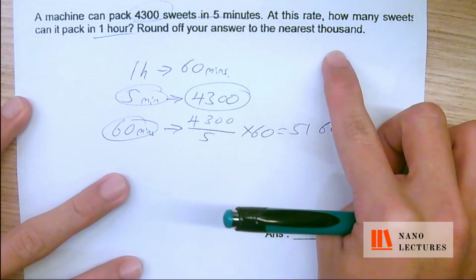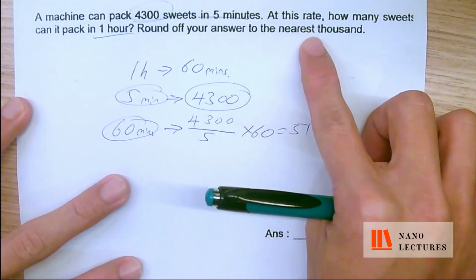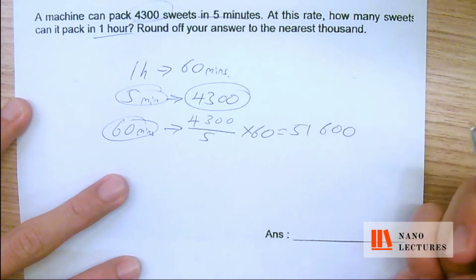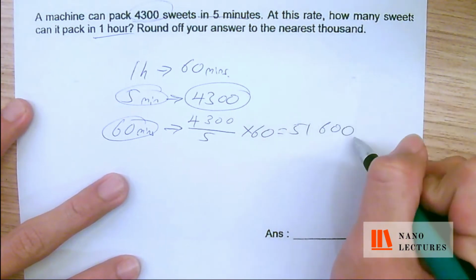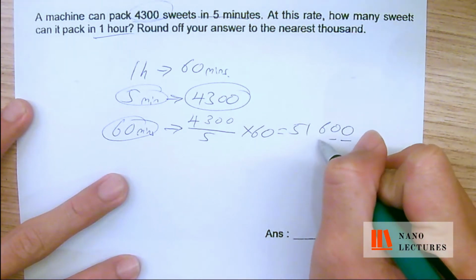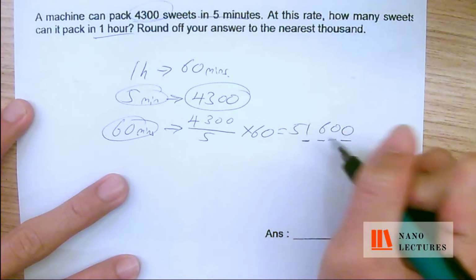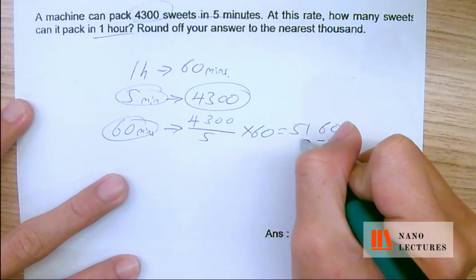Now I'm going to teach you two things in one question. How do you round off your answer to the nearest thousand? Like this. Identify the place values first. This one is the ones, the tens, the hundreds, the thousands. So right now, your last line will be here.